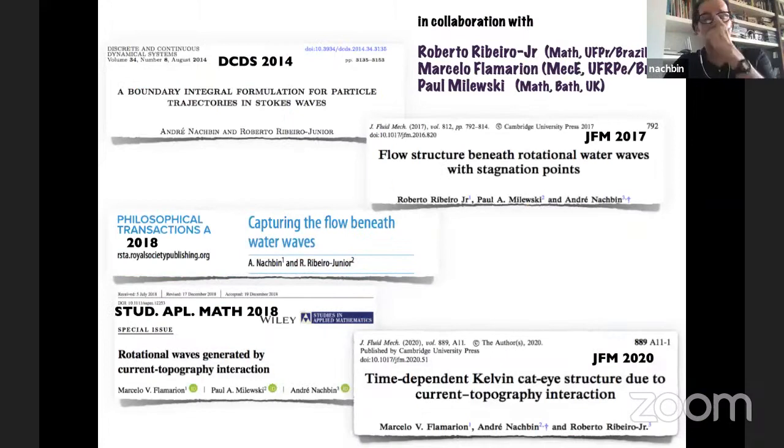Here are papers, acknowledging the collaborators of this work. It's basically Roberto Ribeiro, former student now in the math department in Paraná, Marcelo Flammarion at the Federal Rural University in Recife, and Pelinovsky at Bath. All these papers come out of this fun interaction where I actually learned a lot, together with my students. This was a lot of fun, because when you learn, it's a lot of fun.